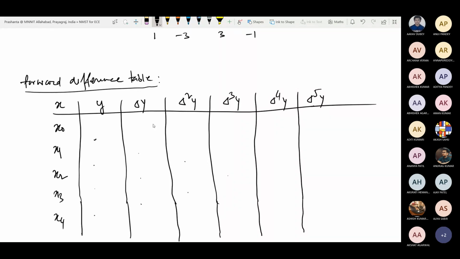1, 2, 3, 4, 1, 2, 3. Oh, sorry. Y values, let me write down first. So these Y values are the values at X0, X1, X2. So this is Y0, Y1, Y2, Y3, Y4. And whatever values you are getting, now you will be writing at this dotted position.